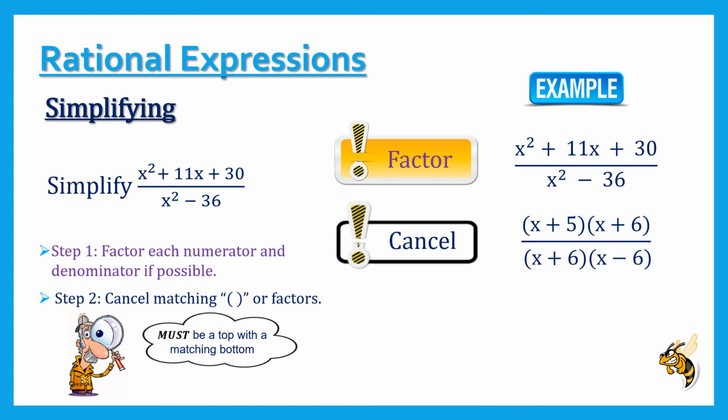Now we need to cancel out. And remember, it is important that it's a top with a matching bottom. I just like to go from left to right in the top instead of flowing all over the place. So in the top, the first one is x plus 5 and there's no x plus 5 in the bottom. The next one is x plus 6 and there's an x plus 6 in the bottom. So therefore, they cancel out. Now we're left with x plus 5 in the top and x minus 6 in the bottom, and that is the final answer.